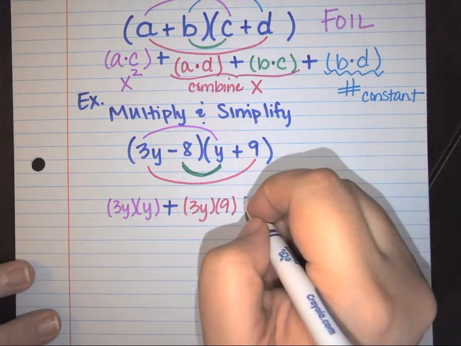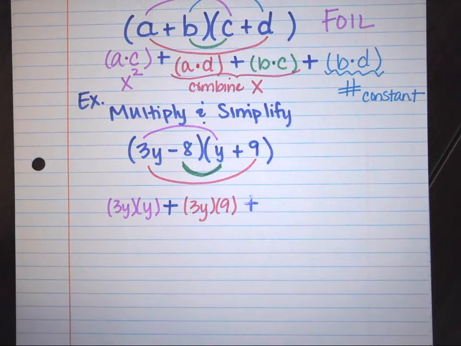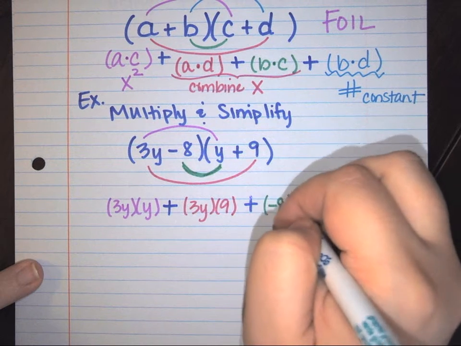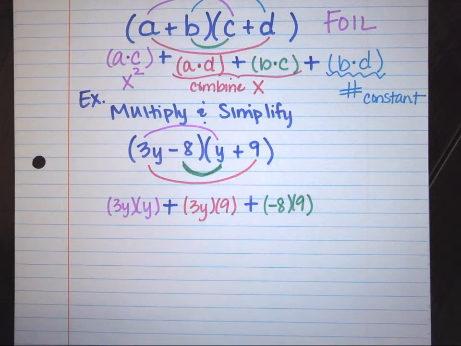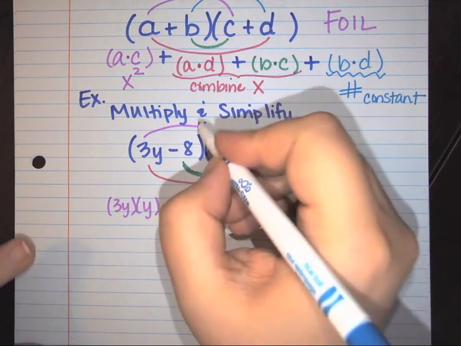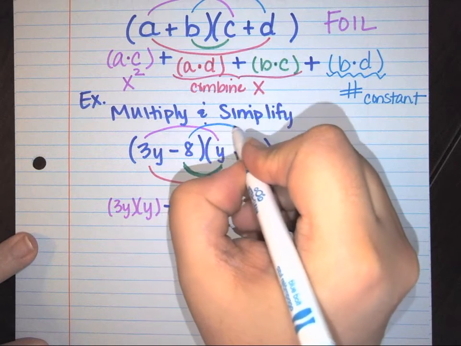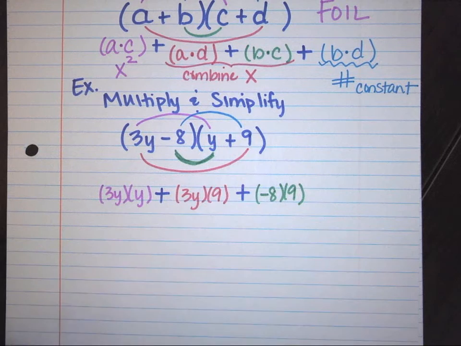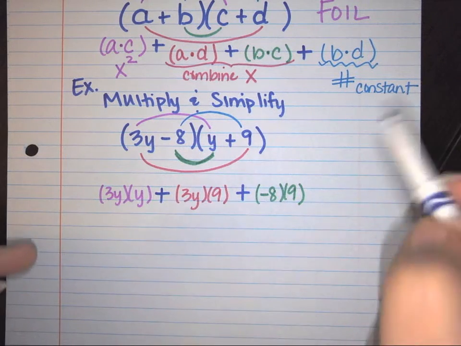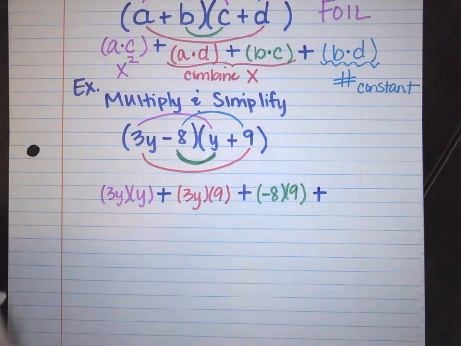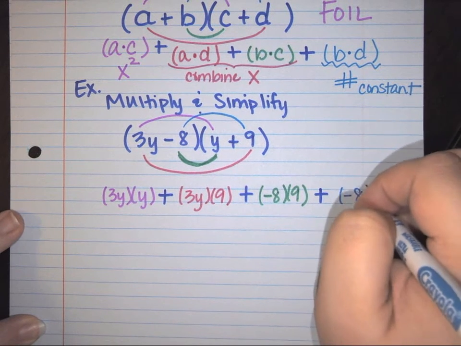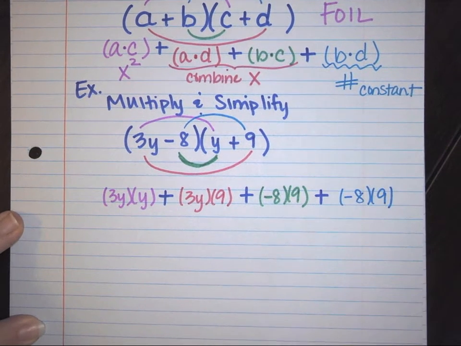So again, we're adding this term onto our sequence. And this becomes negative 8 times y. Now my last two terms, or the L part, again, are the last terms that show up in your binomials. So we're going to add that to the back of our sequence. And here, this again is going to be negative 8 times 9.